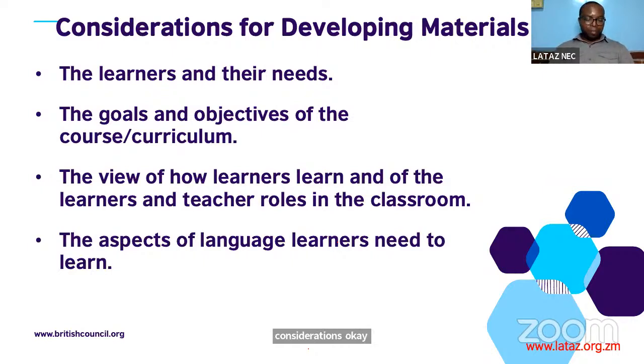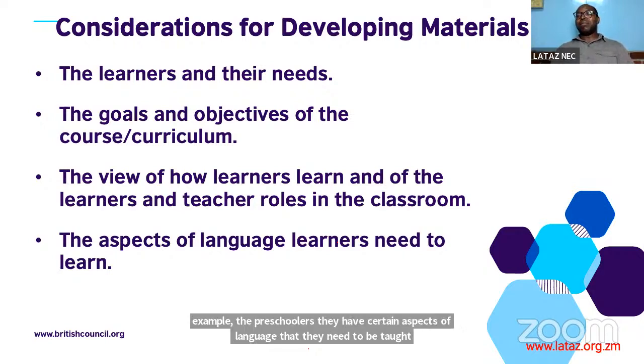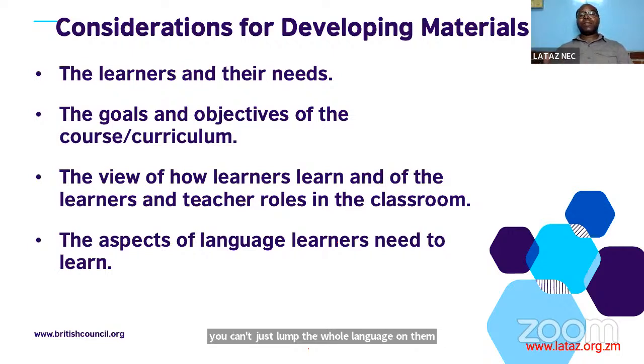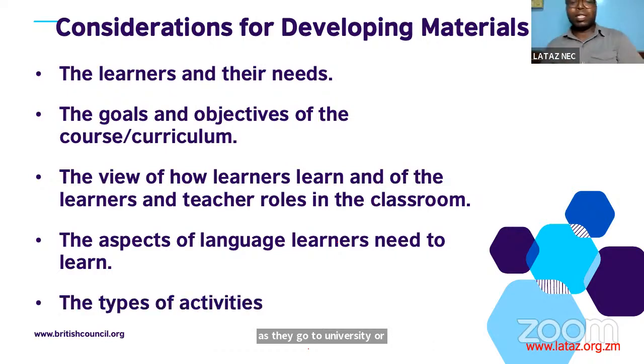So at each level, for example, the preschoolers, they have certain aspects of language that they need to be taught. You can't just lump the whole language on them. They have to gradually move from one aspect to the next. And as they go into primary, we advance a bit. We add more aspects of language. And then as they go to secondary, we add more. As they go to university or college, we add more. So that is a consideration.